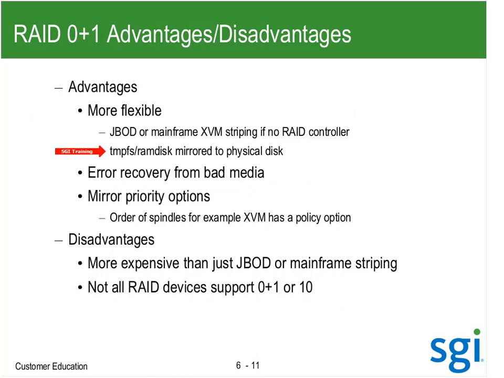So you have error recovery from bad media. RAID 01, RAID 5 do not protect against rm or things like that. That's what backup is for. This is for platters that have bad media. And mirror priority options, the order of the spindles can have a round robin sort of thing. Disadvantage is twice the disk space, so it's going to be more expensive. So RAID 5 is cheaper. You get more disk space available.